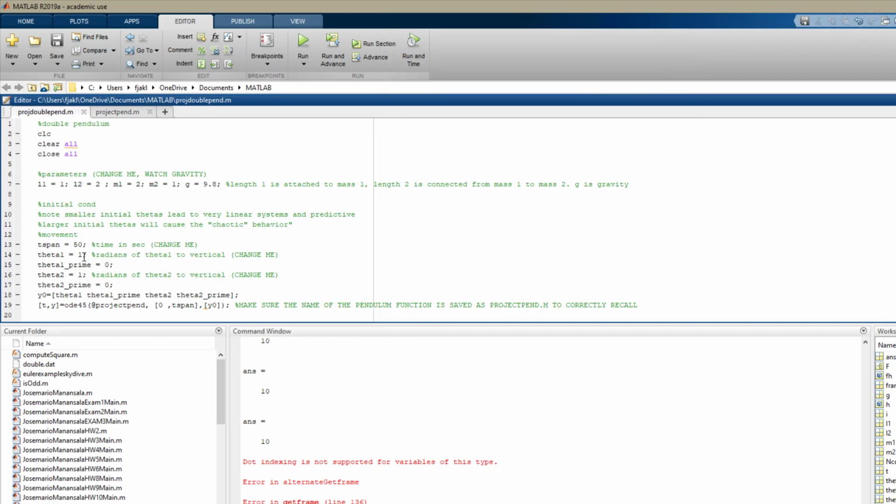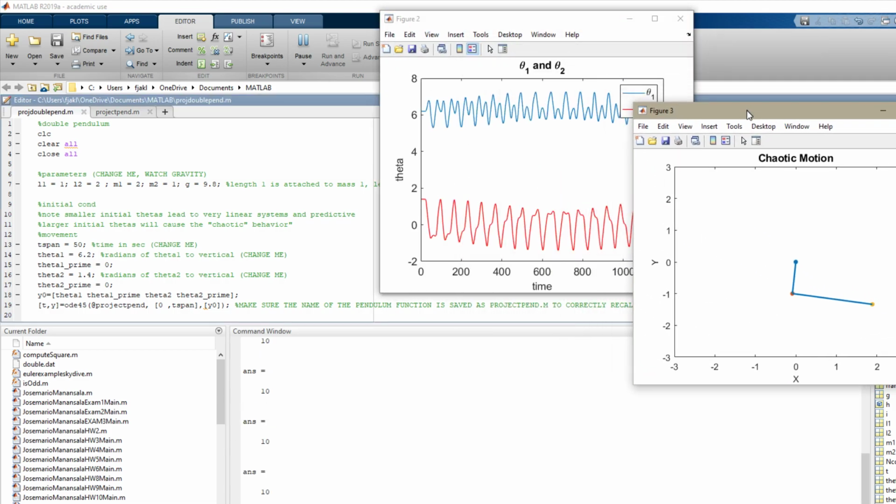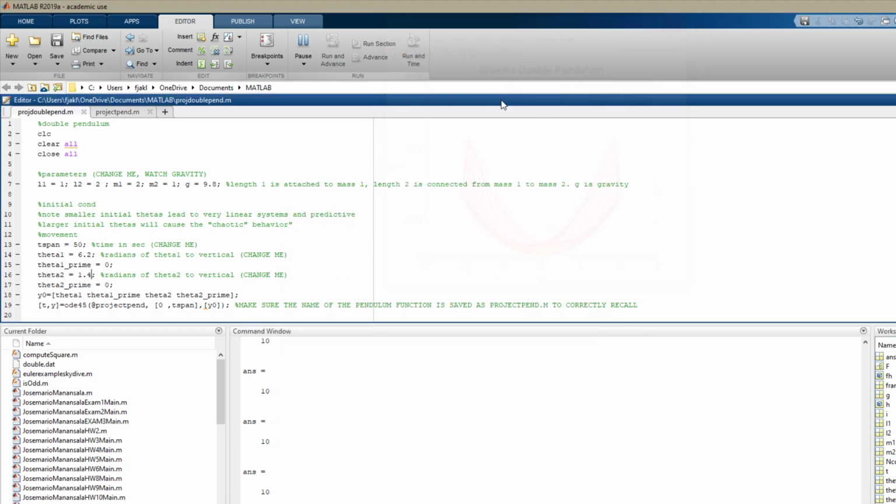But we're going to amp up theta. Let's say theta 1 is, I don't know, 6.2. Theta 2 will be, I don't know, 1.4. And then we'll run it again. That's not as crazy as I thought. Let's just make this 4.2. Once you go over 2 pi, it's just not as crazy.